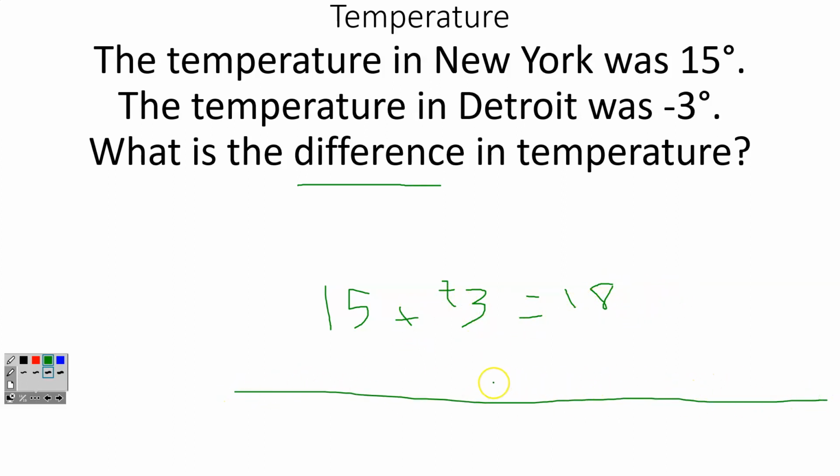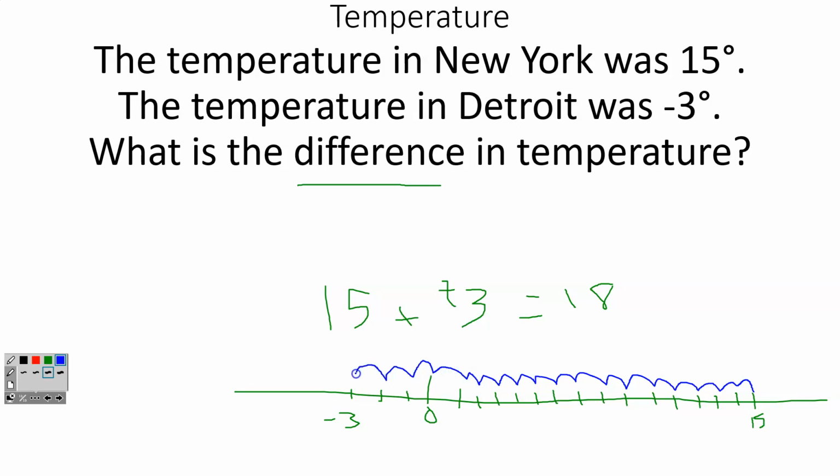If I were to draw this out, there's my 0. 1, 2, 3, 4, 5, 6, 7, 8, 9, 10, 11, 12, 13, 14, 15. So there's my 15. And negative 1, negative 2, negative 3. There's my negative 3. So there's my two numbers on my number line. I could just count 1, 2, 3, all the way up to 18. It took me 18 jumps to get there.